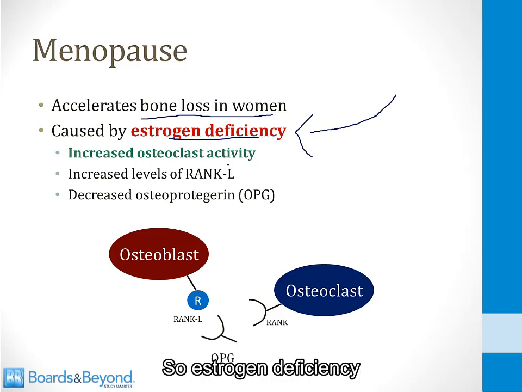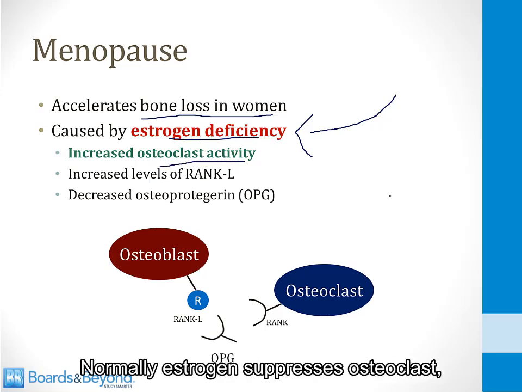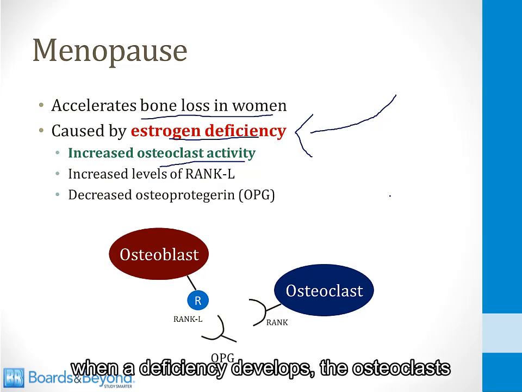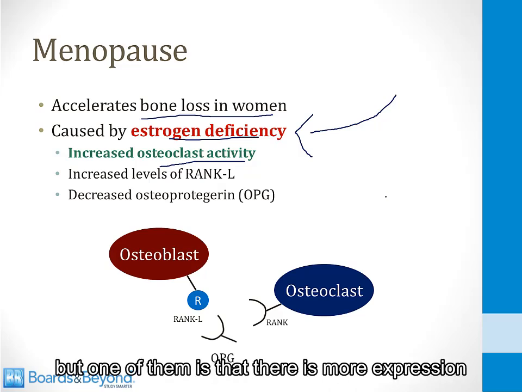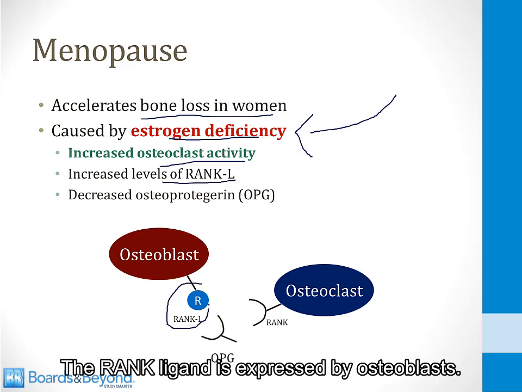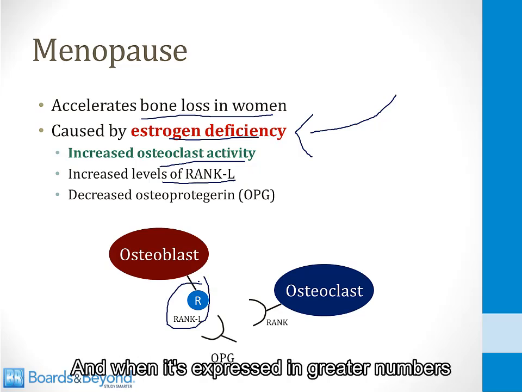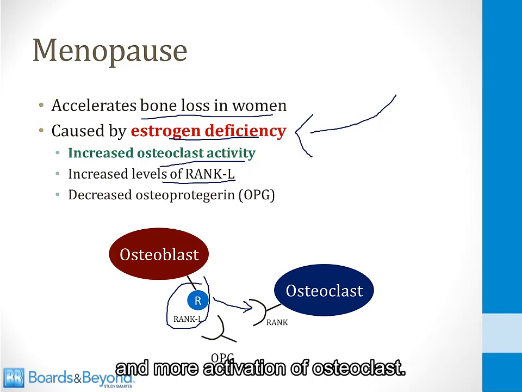So estrogen deficiency leads to increased osteoclast activity. Normally, estrogen suppresses osteoclasts. When a deficiency develops, the osteoclasts become more active. There are a number of reasons for this, but one of them is that there is more expression of the RANK ligand in the setting of an estrogen deficiency. The RANK ligand is expressed by osteoblasts, and when it's expressed in greater numbers, that leads to more activation of RANK and more activation of osteoclasts.